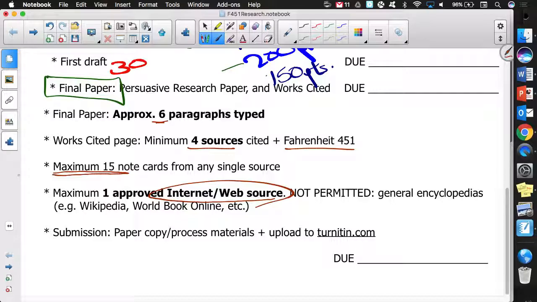Okay? And the other general things, I know we haven't talked about topics and the structure of what the paragraphs are, but any other general questions at this point?